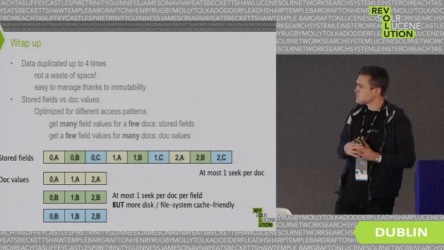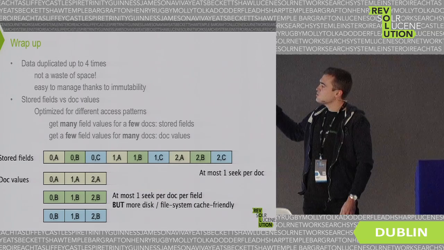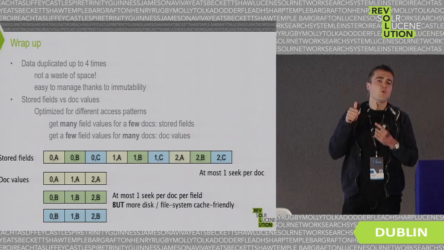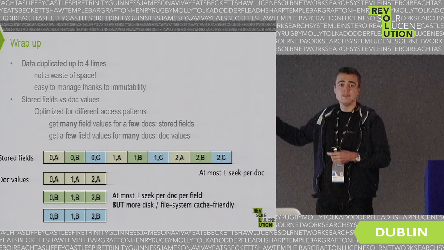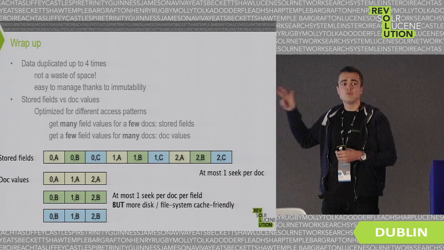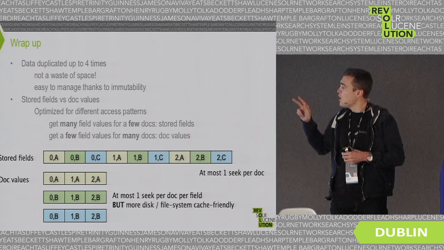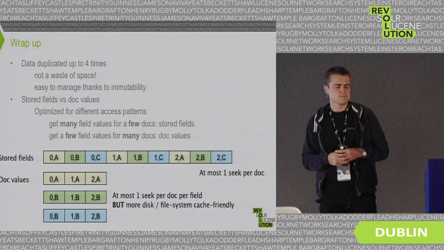What is the reason? For stored field, let's say that you want to get all field values for document 1. You are going to do only at most one disk seek. For doc values, here we have 3 fields, so you are going to do up to 3 disk seeks. So definitely, if you want to get values for a few documents, stored fields are going to be more efficient.